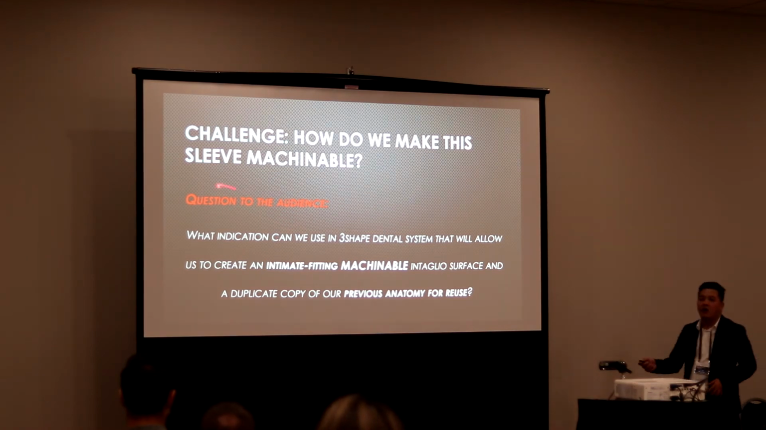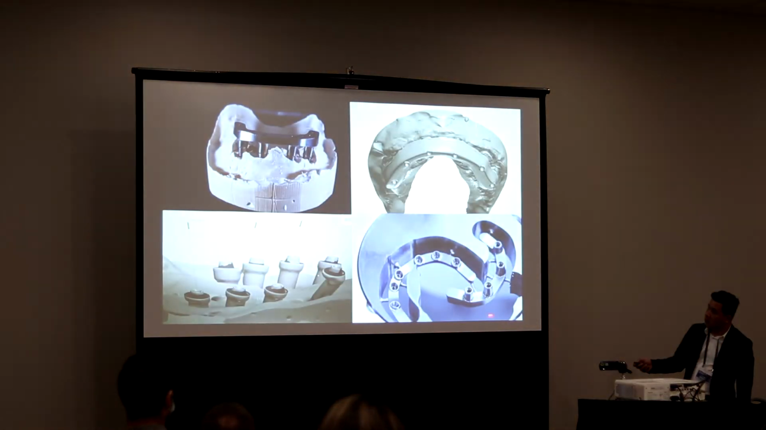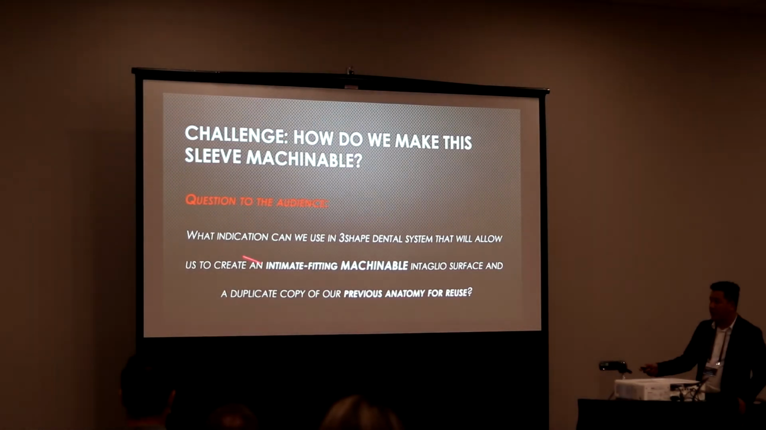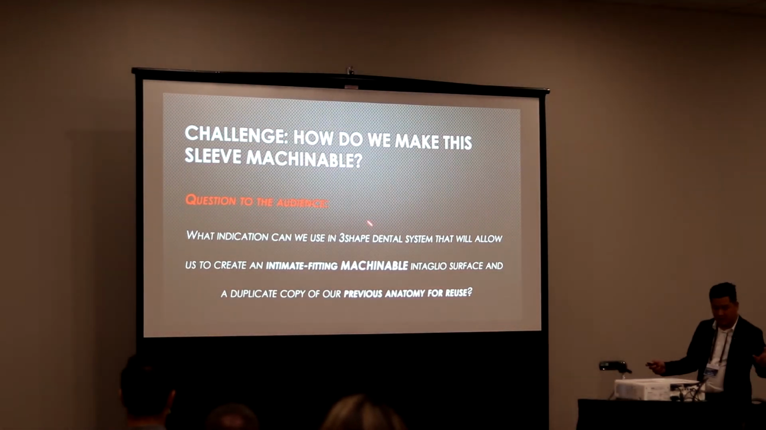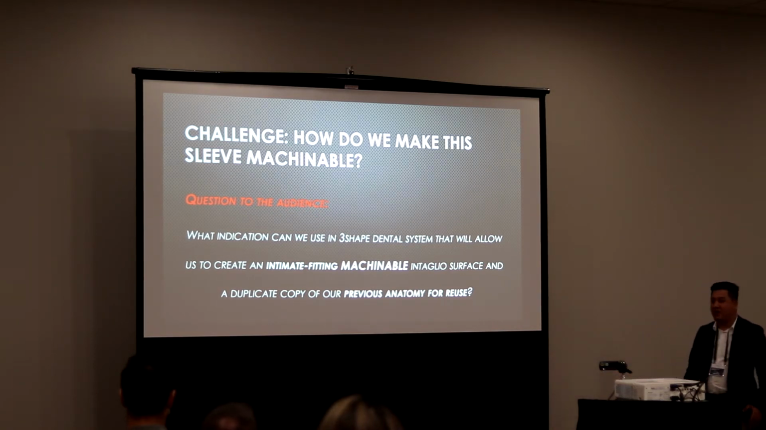But I have a question for you. We're trying to make a sleeve, so a hybrid zirconia over titanium sleeve that'll fit over this bar. What indication do you think we can use to make, number one, an intimate fitting sleeve that is also machinable on the intaglio surface, but also incorporating the anatomy for reuse? Anybody?